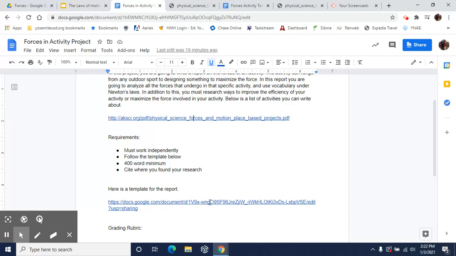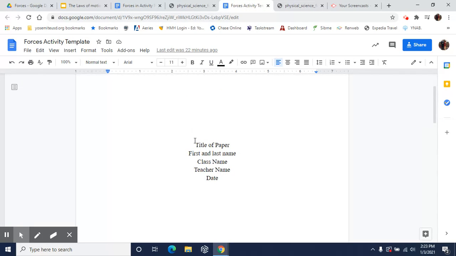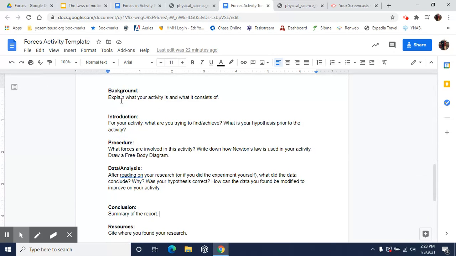But anyways, let me click on this really quick. If you click on this, your template comes up. It looks very similar to the Parachute Project Stage 5 template. But anyways, you're going to follow this template. So explain what your activity is and what it consists of in the introduction. For your activity, what are you trying to find or achieve? So in this case, if I was going to do what is the best way to shoot or make a layup in basketball, I would write that out as my introduction, and my hypothesis prior to that.